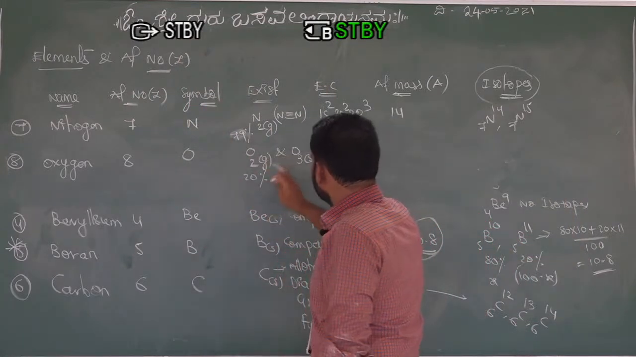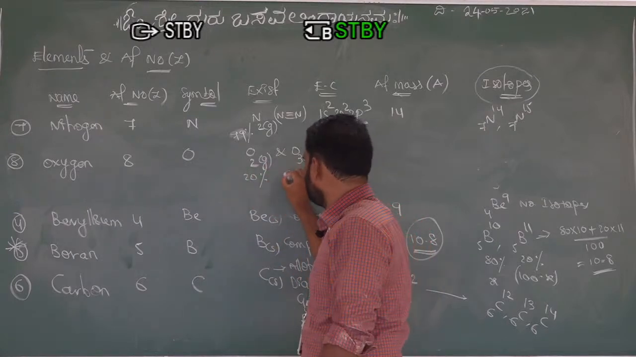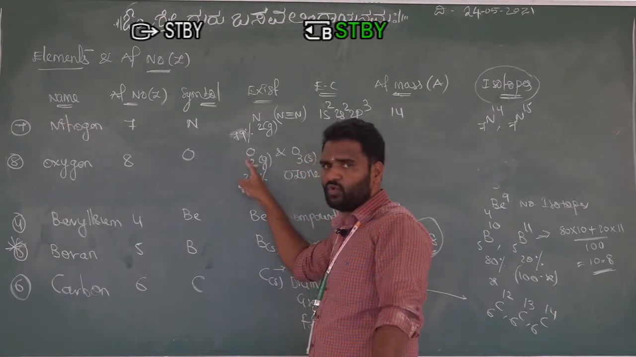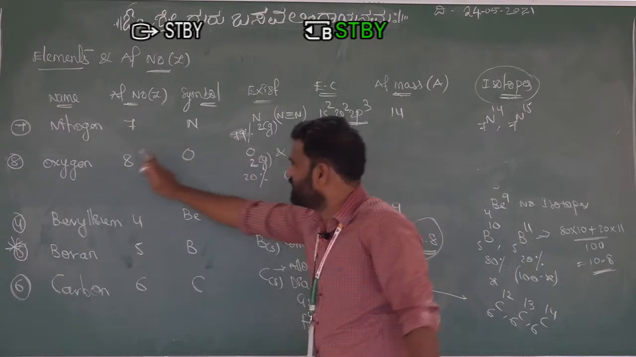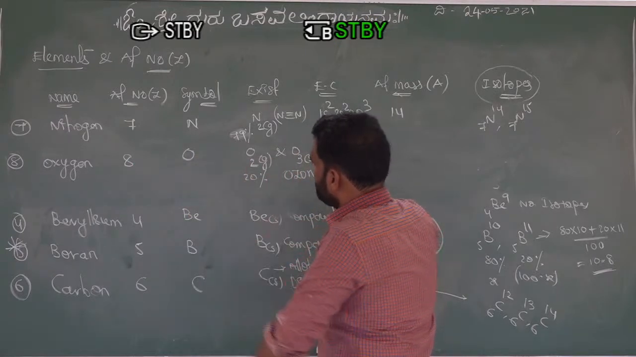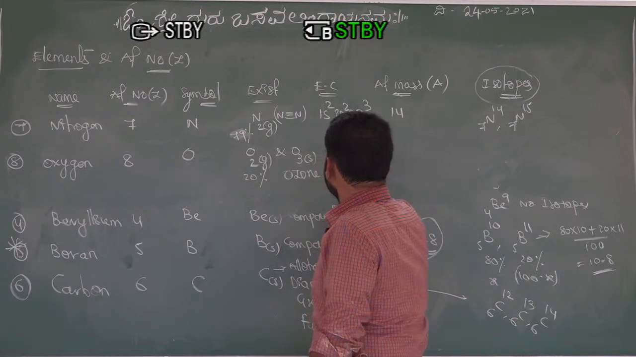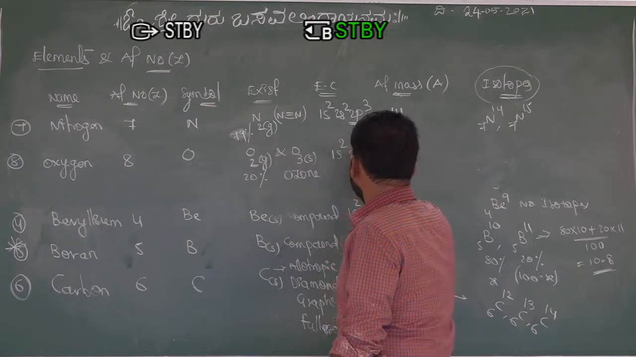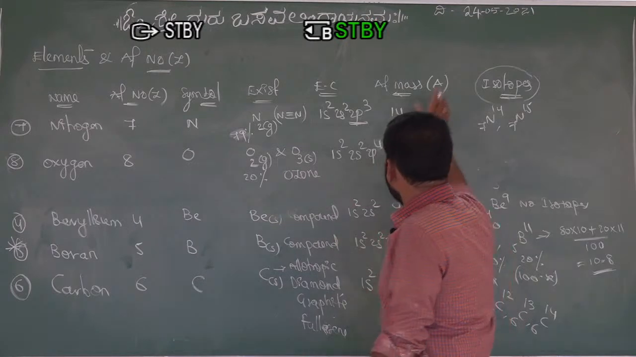Oxygen is available in the form of O2 and O3. O3 name is ozone. This is the dioxygen or O2 molecule. Next, the oxygen atom electronic configuration: atomic number is 8. With atomic number 8, the configuration is 1s2, 2s2, 2p4. So 2 plus 2 plus 4, totally 8 electrons. That means atomic number is 8.